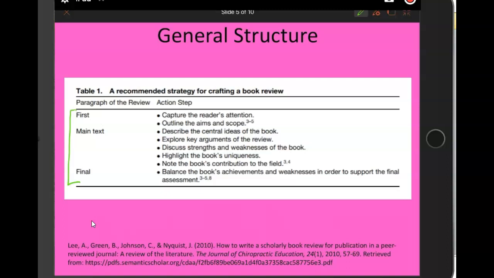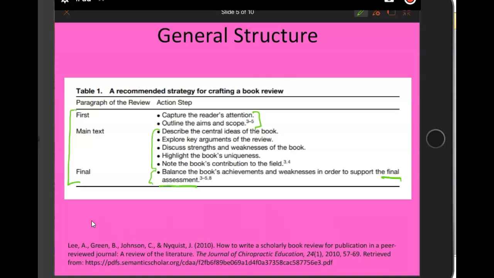So in the first paragraph, you capture the reader's attention, you outline the aims and scope of the book review, of the book mostly. The main text, a variety of things: describe the central ideas, key arguments, discuss strengths and weaknesses of the book, highlight the book's uniqueness, notable contribution to the field. And again, all these things can be happening throughout all the paragraphs, depending on how you structure it. And then the final is, I like the way they phrase it here, balance the book's achievements and weaknesses in order to support the final assessment. So the final assessment comes in the final paragraph.